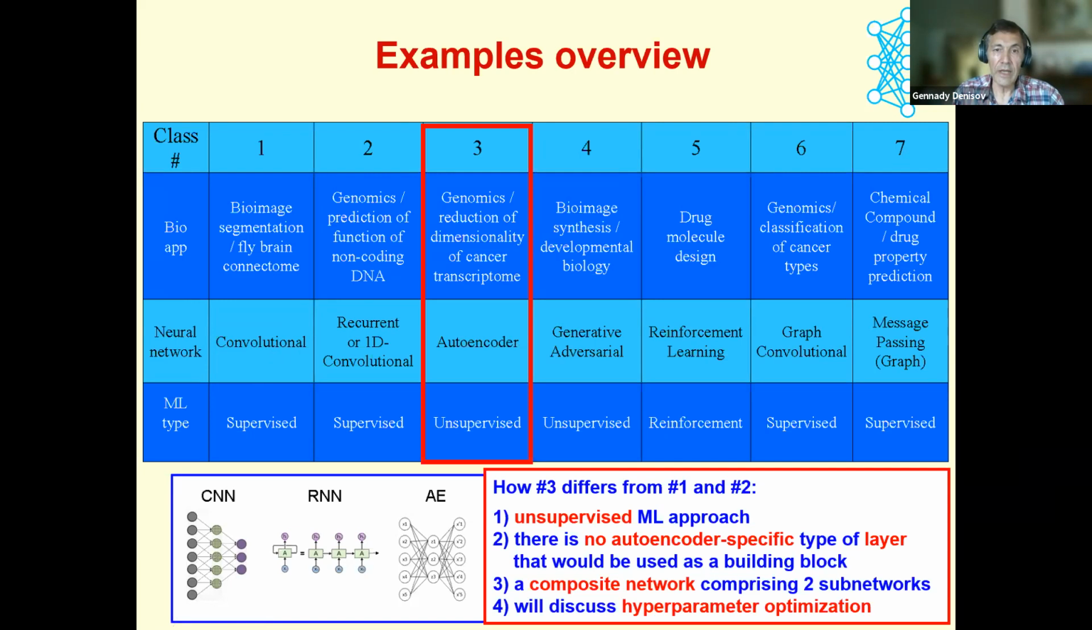The third difference is that we are dealing here with a composite network. That's the first example when the network can be naturally subdivided into 2 subnetworks, encoder and decoder, and that subdivision does make sense. We gain from it, we benefit from it. And the last difference is that in this class, we will discuss hyperparameter optimization, hyperparameter tuning, that we never discussed previously.